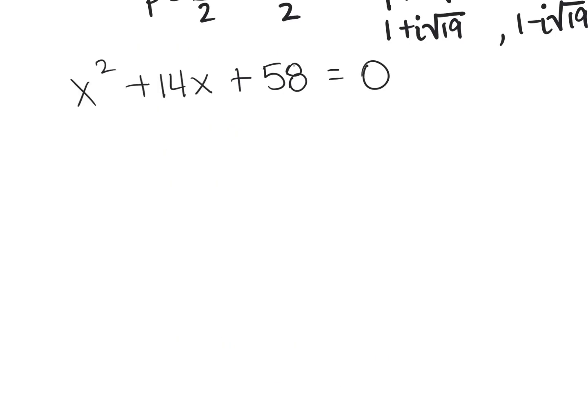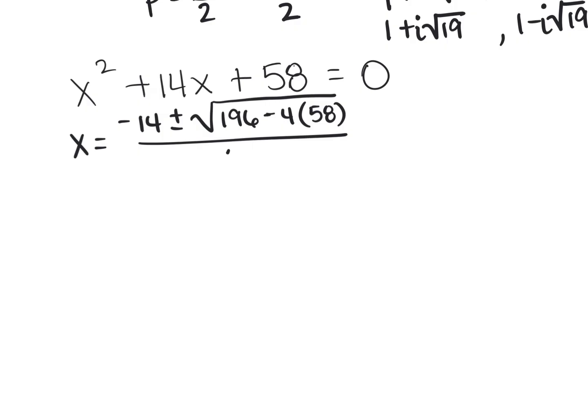With the next question, we can try to factor, but it will not work. So again, we're going to use our quadratic formula. We have x is equal to negative b plus or minus the square root of 196 minus 4 times 1 times 58, which gives me 58, and then we're dividing that whole thing by 2.